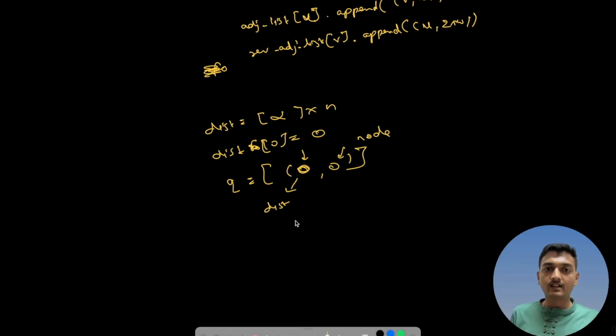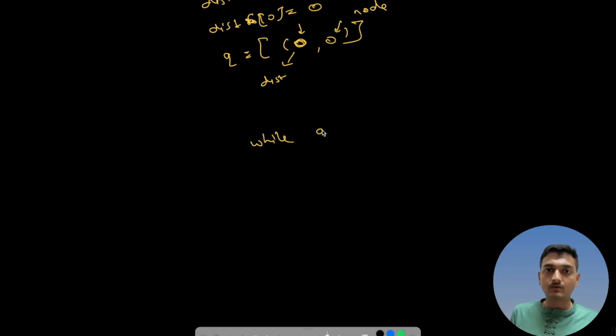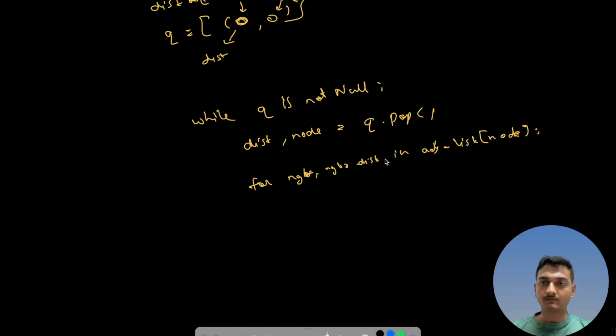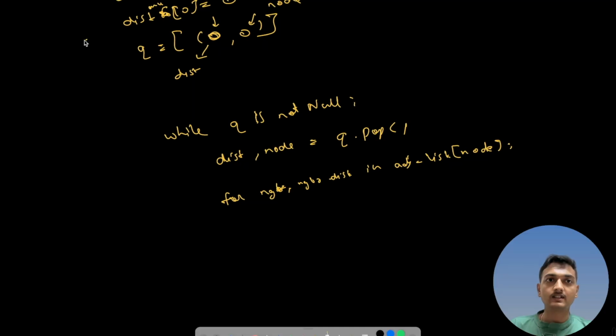Super. So I will iterate over this queue while the queue is not empty. What I need to do is take the distance, comma node from q dot pop, and now I can visit the neighbor nodes: for neighbor, neighbor distance in adjacency list. This time I'm using the adjacency list and I'm using the node. Super. So I need to check whether this distance is okay.